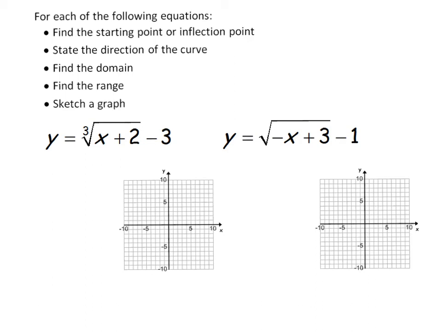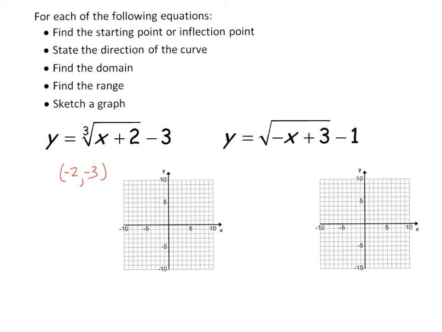Okay, so first of all, our HK for this function to find the starting point or inflection point. This is going to be an inflection point because it's a cube root function. And the inflection point is -2, -3. Again, we didn't have to factor out a negative or anything, so this one's ready to go. And it's the opposite of this, so -2, and it's exactly this, -3.